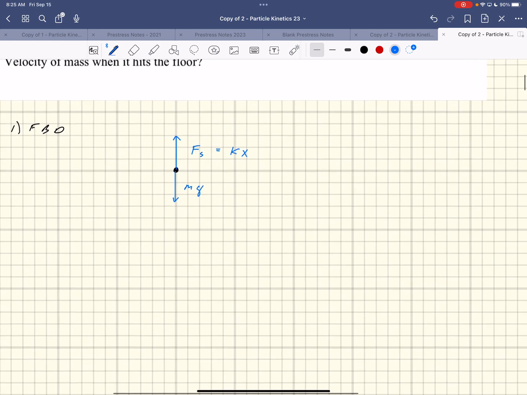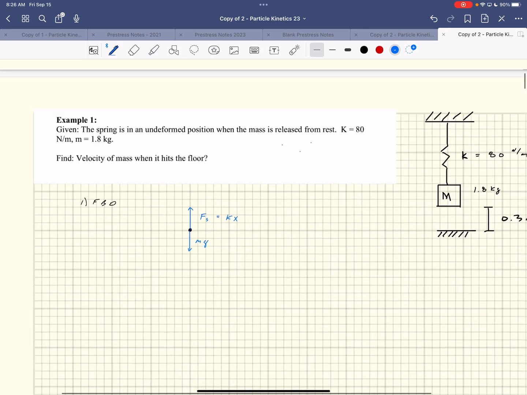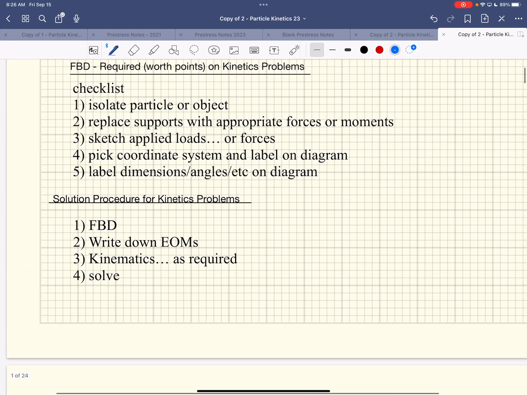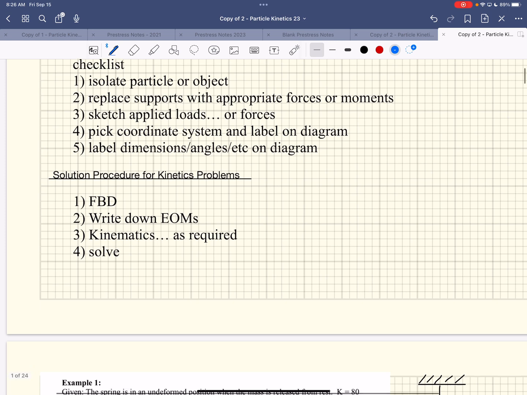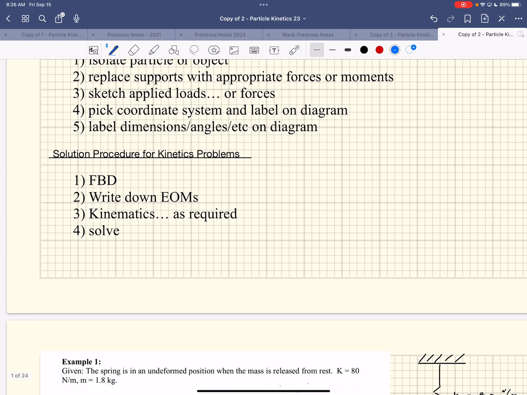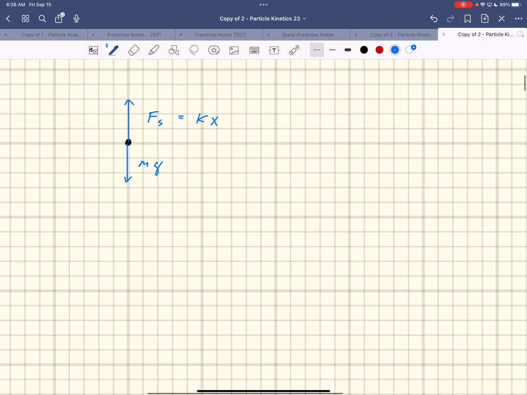So I've labeled, there's no other supports, there's those forces, I put them in there. You've got mass times gravity, I've got the spring going up, right? That was step 2, free body diagrams. Replace supports with appropriate forces, sketch applied loads or forces. We're on step 3. Pick coordinate system and label it on the diagram. Like I said, it's just a 1D problem.